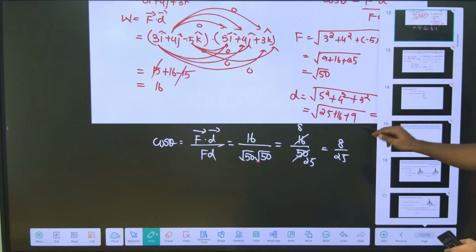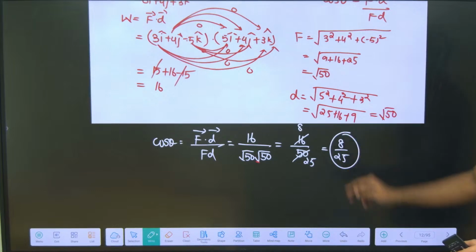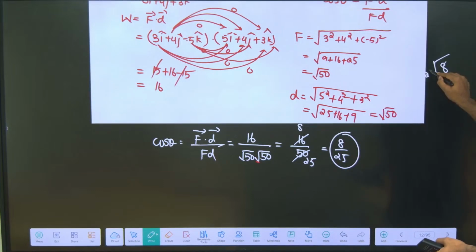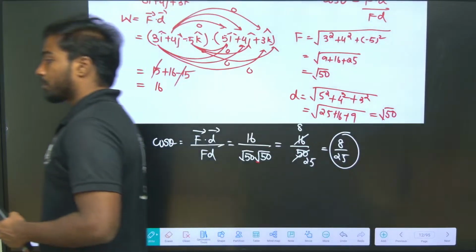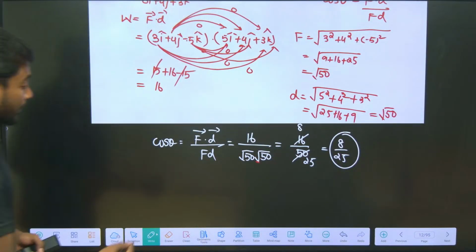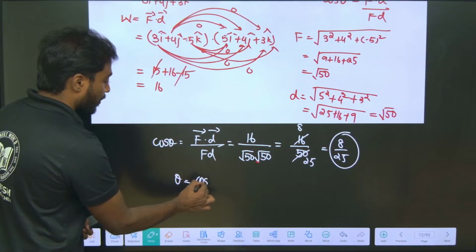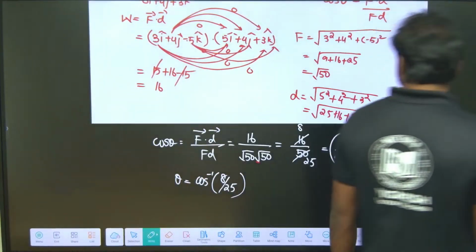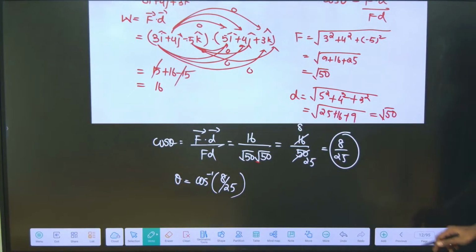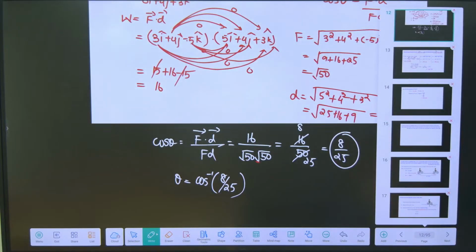So we'll see some other questions also. If I want it in decimal points also, I can do it. 8 by 25 in decimal points, I can get the answer as well. This is the answer for the given question. So theta is equal to cos inverse of 8 by 25. We can take the answers. We'll go for the next one.